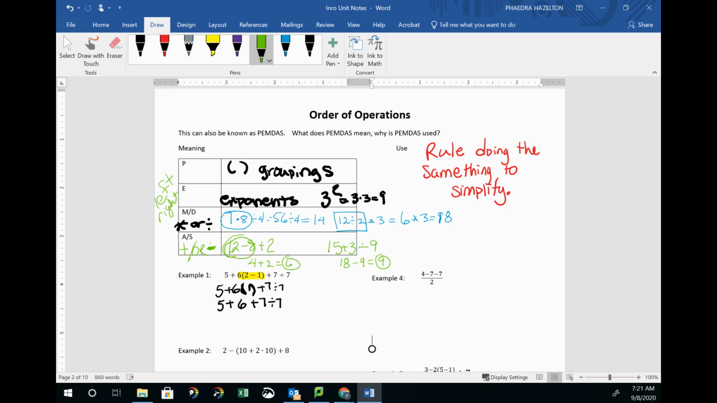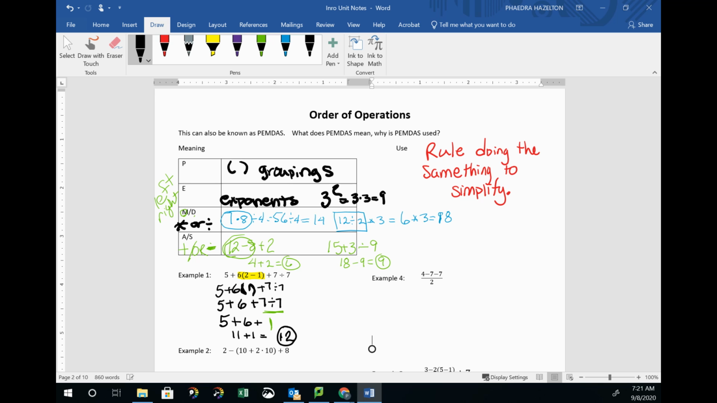So now I've multiplied, and now I've got to go through and divide. 7 divided by 7 ends up being 1. But I still have 5 plus 6 plus 1, because 7 divided by 7 is 1. So now I'm at this add and subtract area, so I'm just going to add those up. 5 plus 6 is 11, plus 1 ends up being 12.